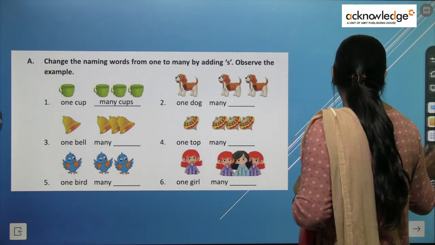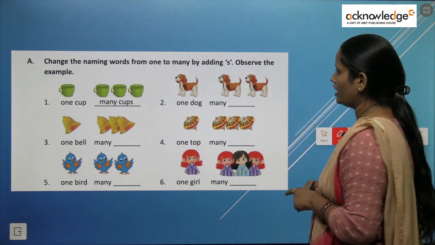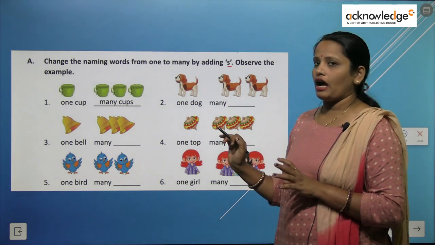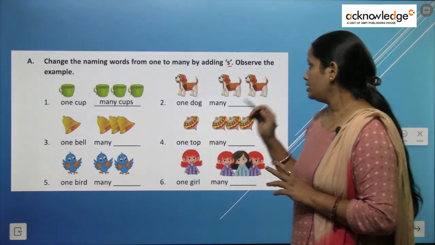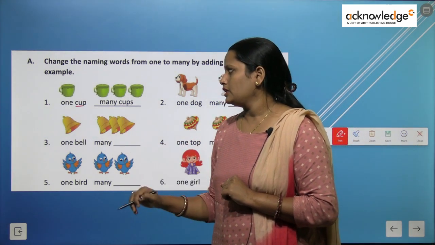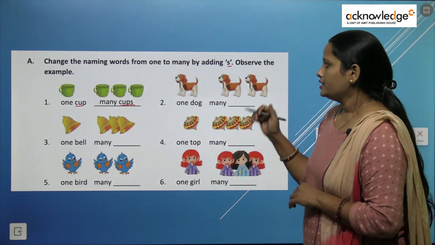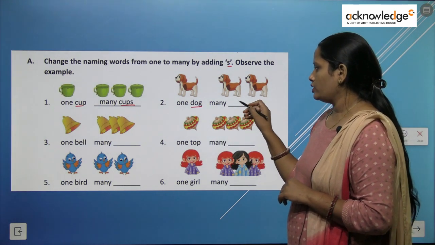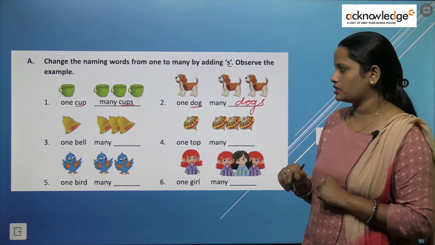Okay. Next is changing the naming words from one to many by adding s. We have to add s and we have to change it from one to many. Here is an example given. Here is a picture of one cup and by adding s it becomes many cups. Second is one dog and here there are two. So, we are going to write dog, dog. And we are going to add s, dogs.